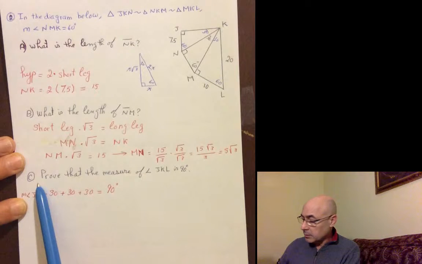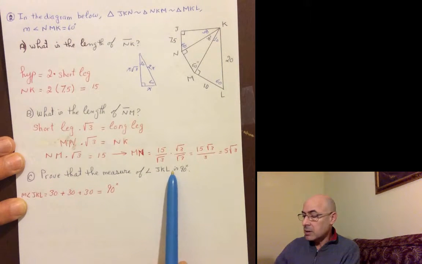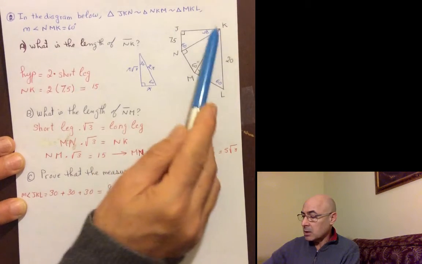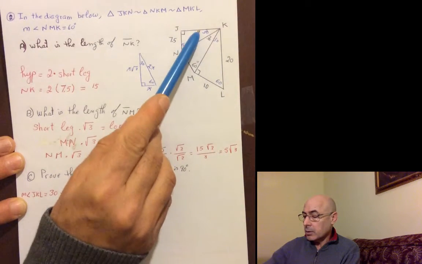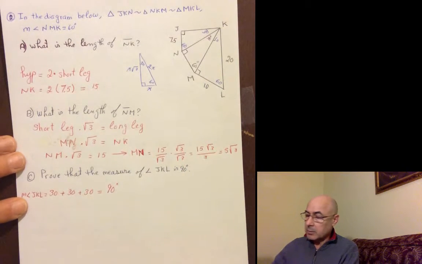Third part, prove that the measure of angle JKL is 90 degrees. Angle JKL, 30 plus 30 plus 30, that's 90. So that's example 2.